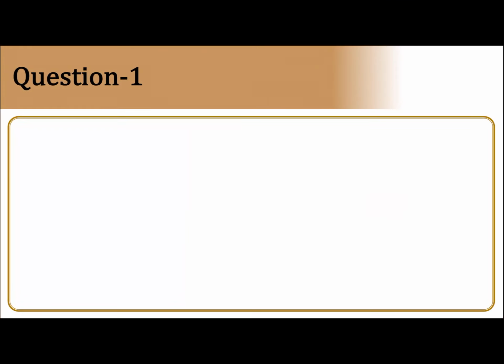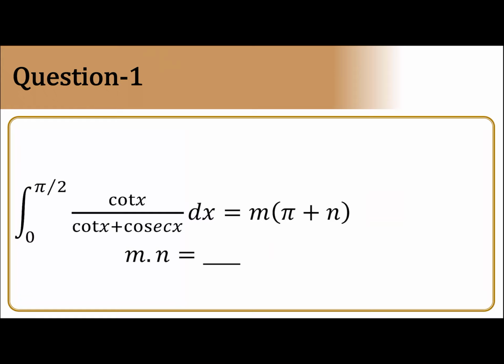Okay, let us start definite integrals. This is the question: the integral from 0 to pi by 2 of cot x by cot x plus cosecant x dx is equal to m plus pi plus n. You have to calculate m into n. Okay, so please write down the question, then we'll discuss further.